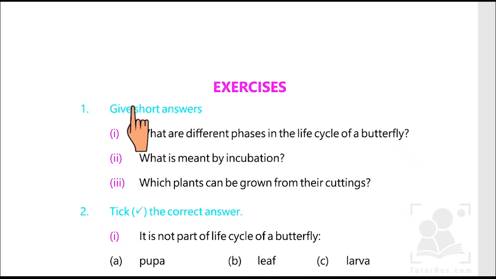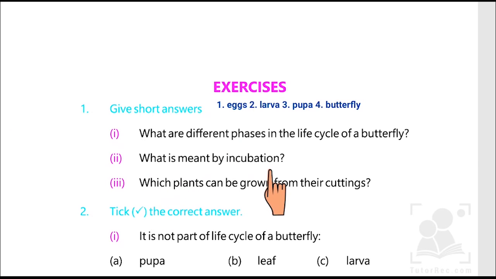You have to give short answers for exercise 1. It says, what are different phases in the life cycle of a butterfly? So kids, as you remember, there are 4 phases in the life cycle of a butterfly. That starts with egg, moves to larva, then pupa, and then butterfly. So let's start over here. So here we have 4 developmental phases of a butterfly: eggs, larva, pupa, and butterfly.